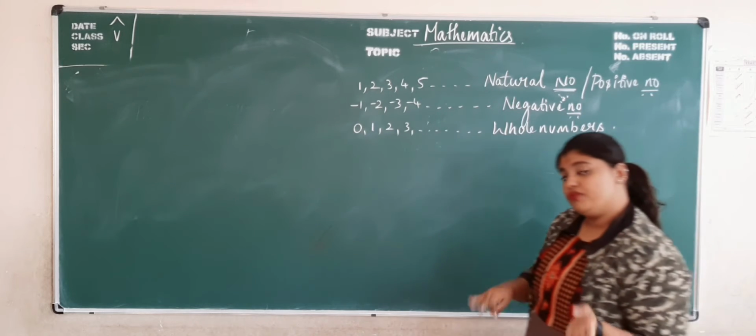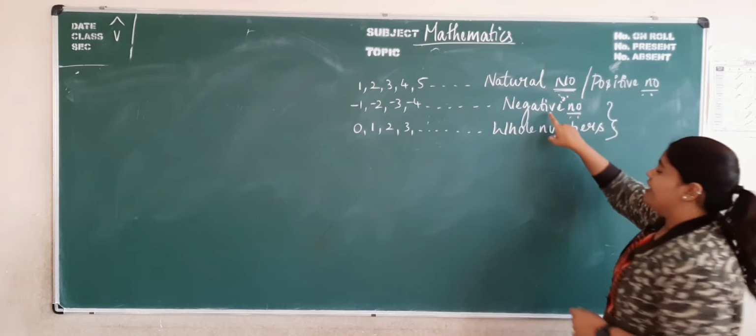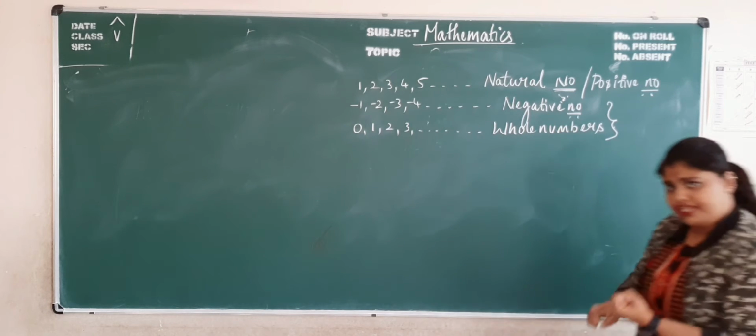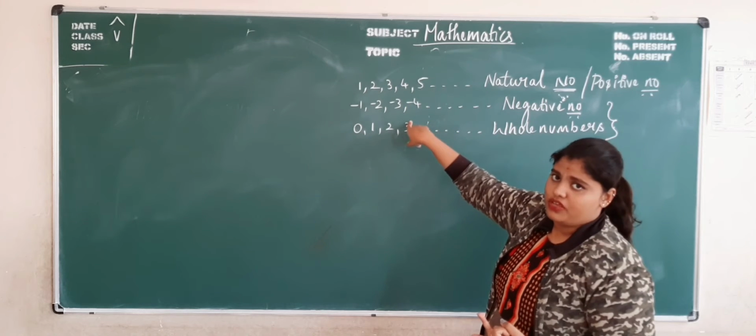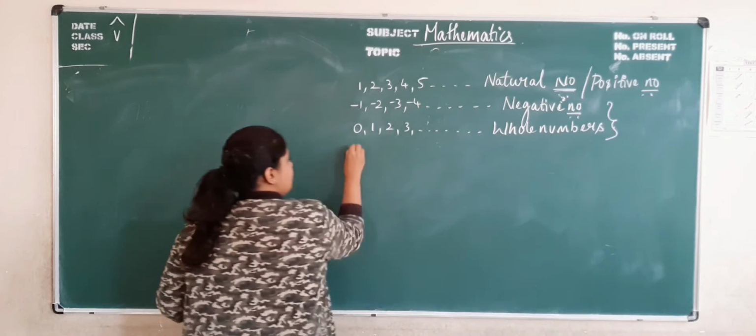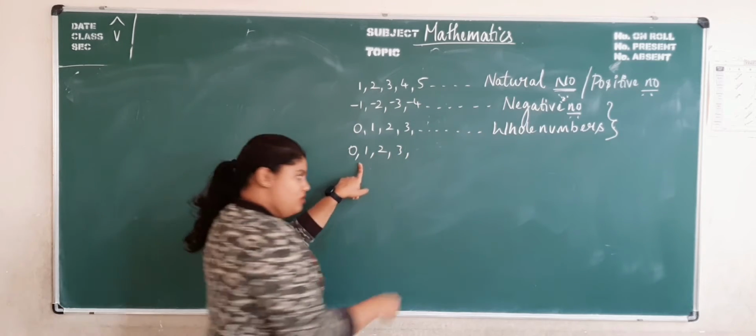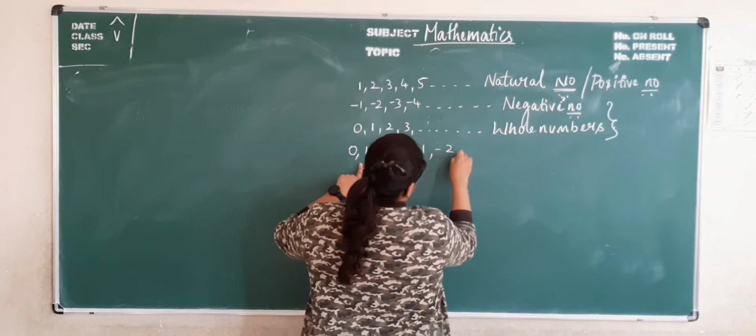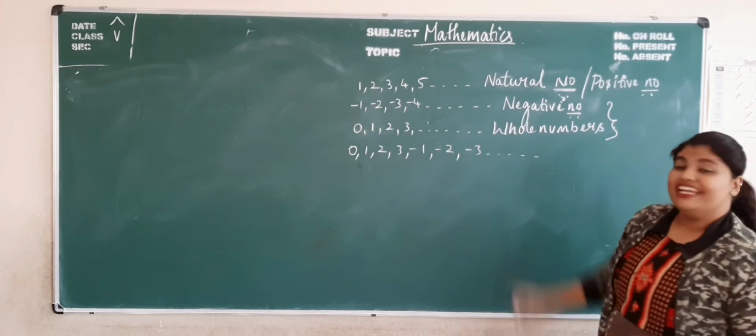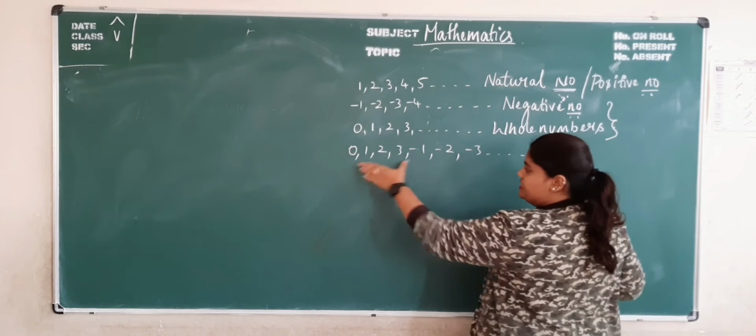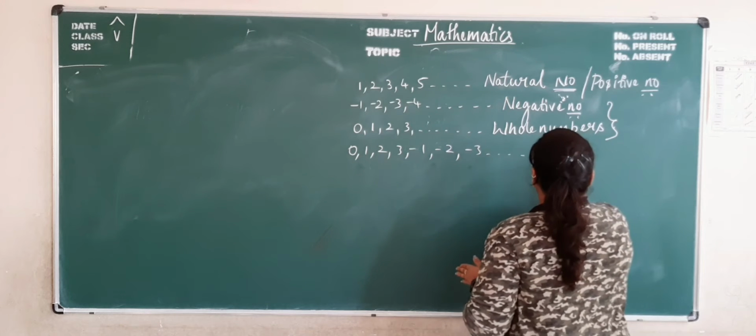We have discussed one more type of numbers, a combination of negative numbers and whole numbers. It has 0, it has positive numbers as well as negative numbers. Here it has 0, 1, 2, 3, that is whole numbers. Also, it has negative numbers. So what type of numbers are these? Very good. They are integers. Whole numbers and negative numbers together are called integers. Very good.